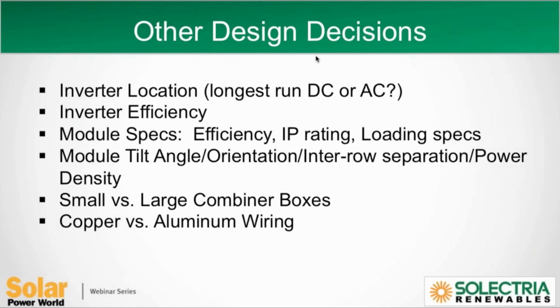Do you go with a few large combiner boxes that can contain a lot of strings, or do you go with more smaller combiner boxes? And really, there's no cut and dry answer on which one of those configurations is the best, because it all depends on the unique considerations for your project. Maybe your roof is situated in such a way that it makes sense to have just one combiner box for a given area of that roof, and those combiner boxes happen to be of the larger variety. So that's just an example of case by case.